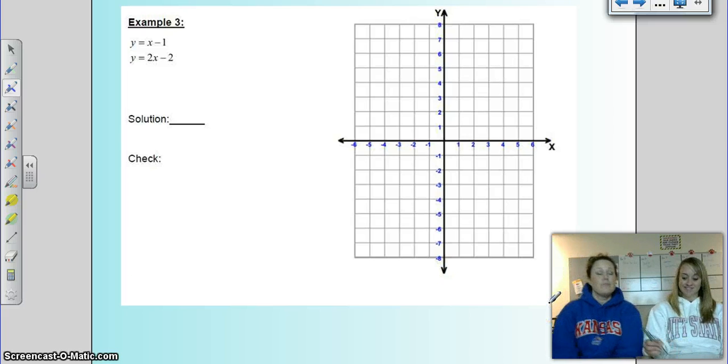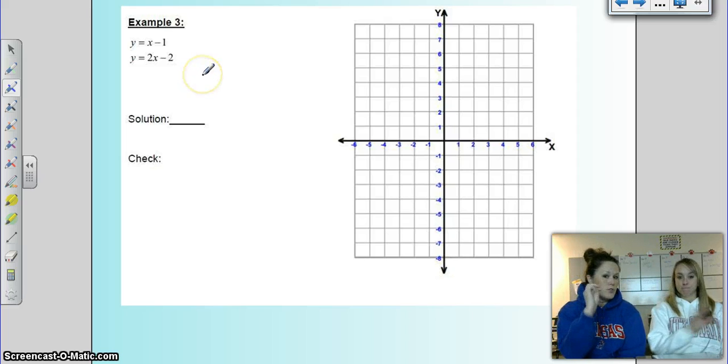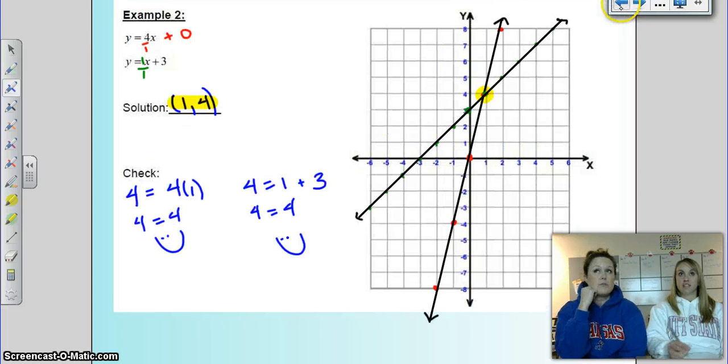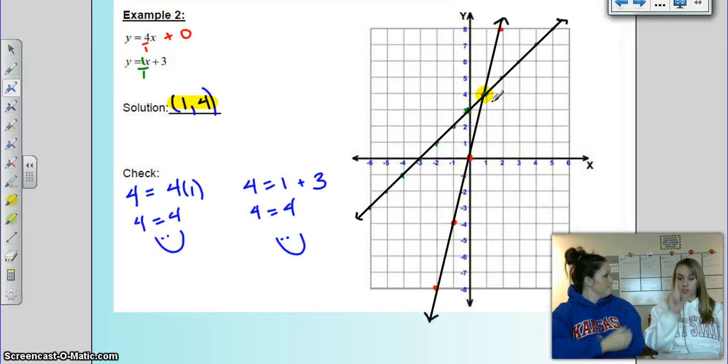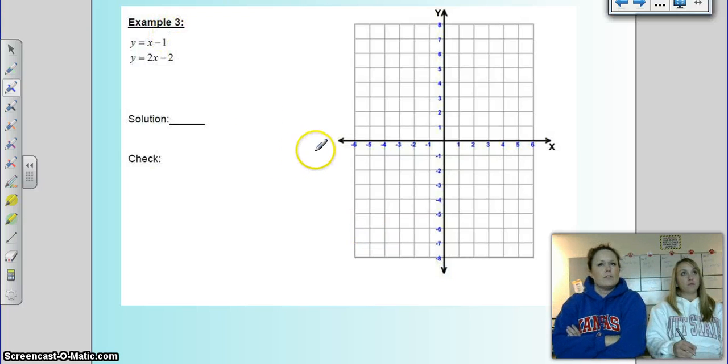Now, one thing that we need to tell you is that there can be one solution, there can be many solutions, or there can be no solution. We've shown you examples of one solution. There's one spot where it crosses over. So let's look at this one and see what happens. I think this is a one solution, but I'm not sure.